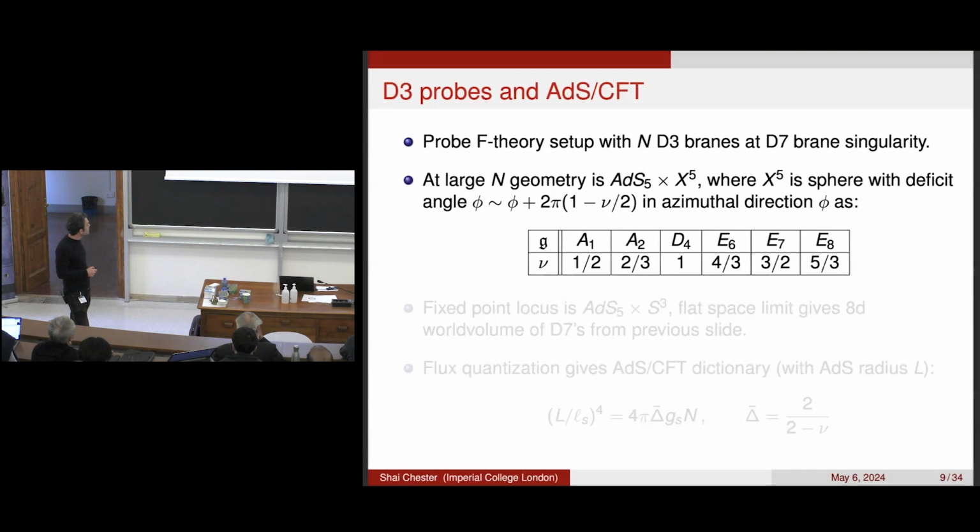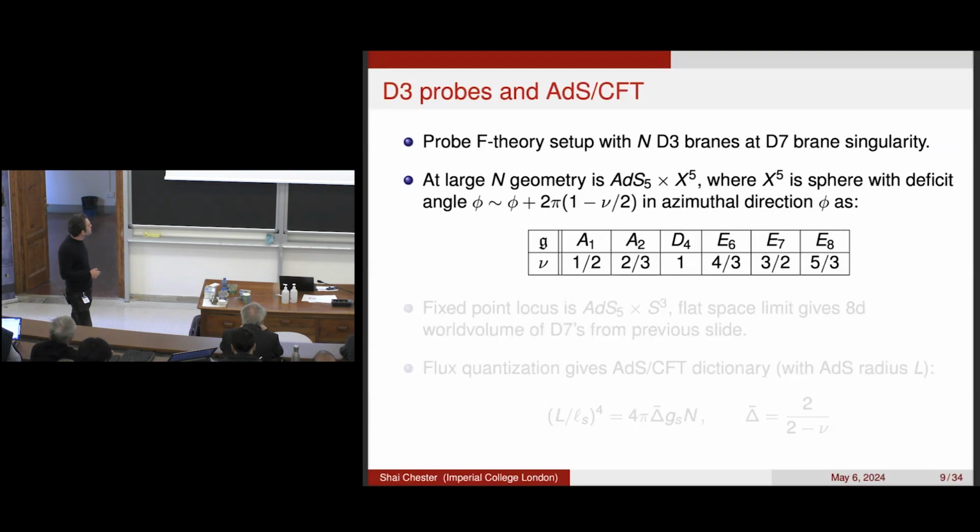Because you have D7 branes, instead of S5, you have this X5, which is like a deformed sphere. In particular, it's a 5-sphere, but the azimuthal direction phi has a deficit angle written in terms of this nu. So basically when you go around the circle, it's like a cone, and it changes by this nu.